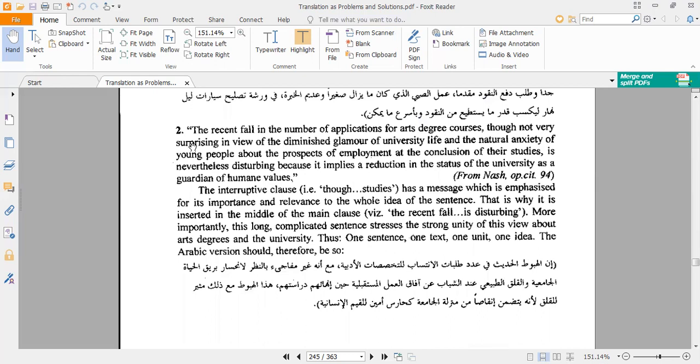The recent fall in the number of applications for our degree courses. This is the first sentence. هاي الجملة الأولى. نيجي للي بعدها. Though not very surprising in view of the diminished glamour of university life and the natural anxiety of young people about the prospects of employment at the conclusion of their studies. هذه كلها interpretive clause، يعني جملة اعتراضية، هيها interpretive clause.